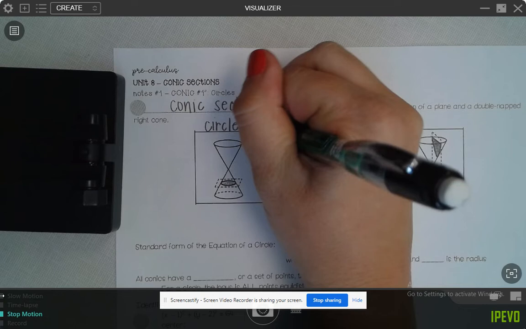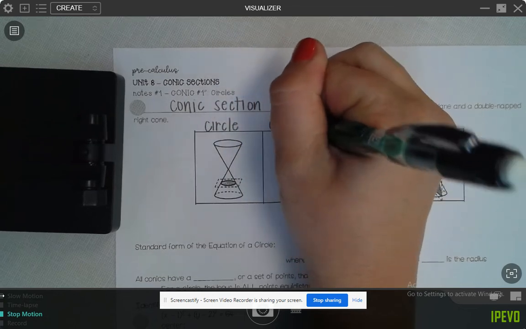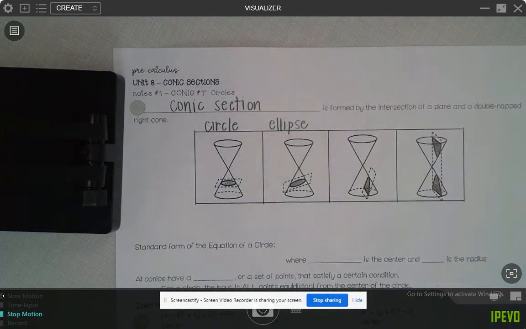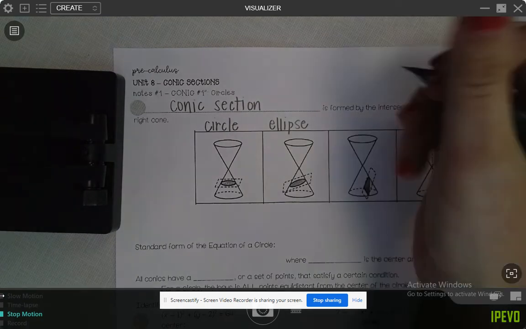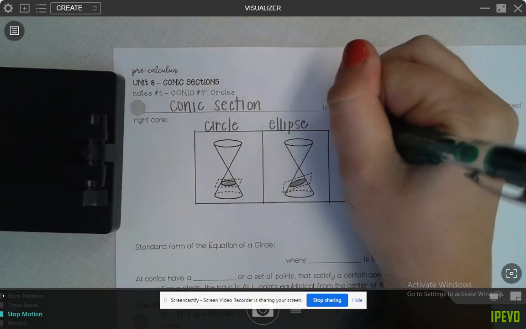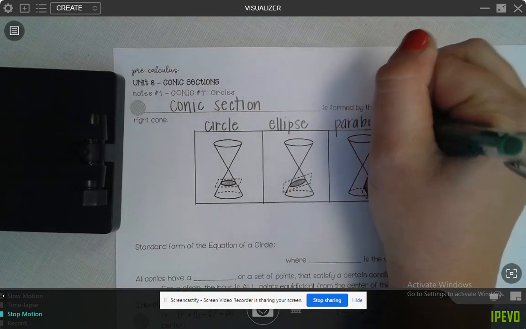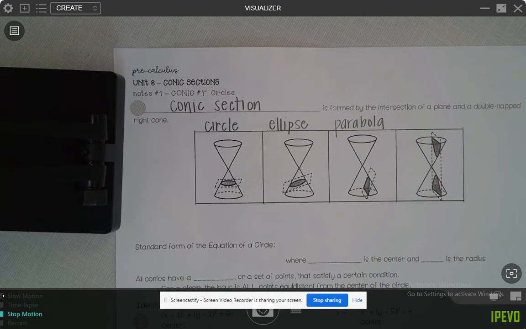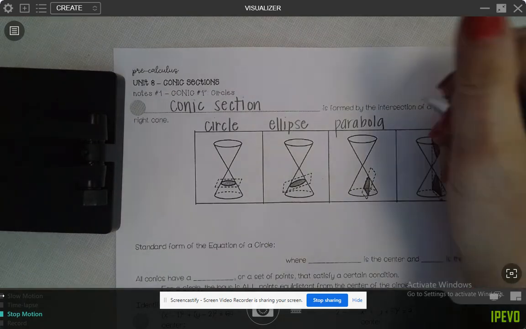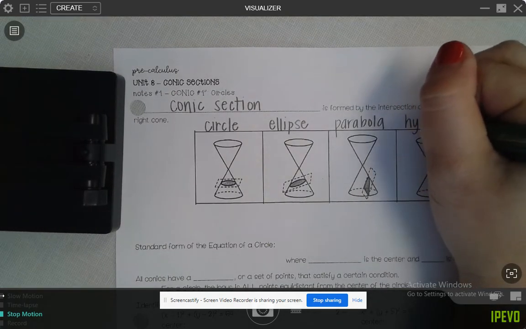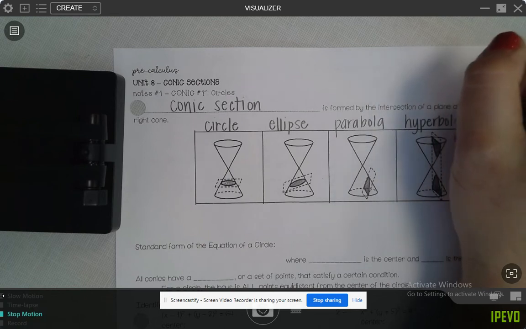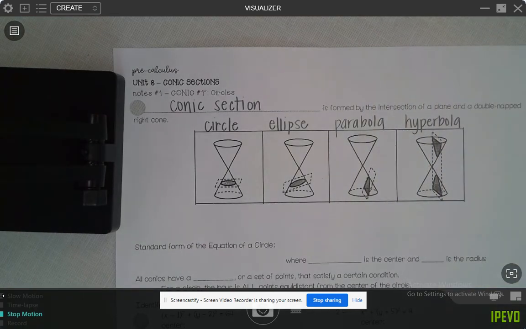The second one being an ellipse, like an oval shape. It's definitely not circular. Then we can also have a parabola. And then a hyperbola. Those are the order for which we'll do them.